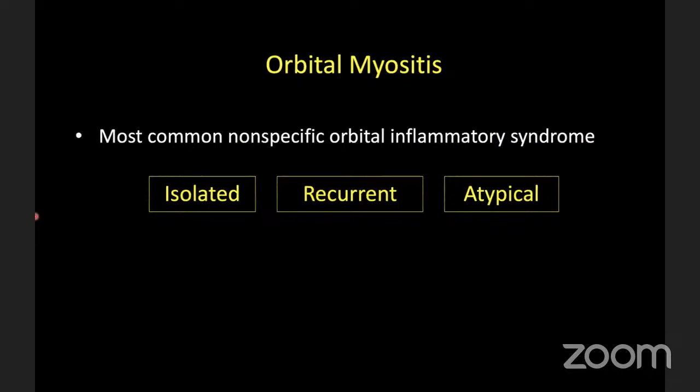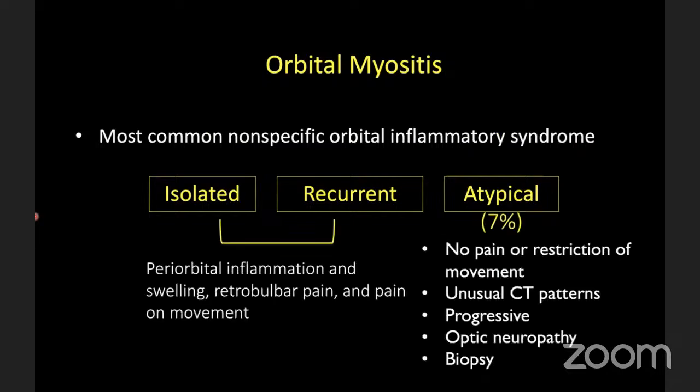When we talk about orbital myositis, it is the most common NSOID, and these usually are isolated, like the case that we just saw. It could be recurrent or it could be atypical. Isolated and recurrent cases most of the time present with periorbital inflammation, swelling, retroorbital pain, and painful ocular movements especially. But atypical ones may not present with these symptoms, and they contribute to about 7% of these cases. These can present with very unusual CT presentations, and they can be progressive, and sometimes they can even involve the optic nerve with excessive enlargement of the muscle. And here, biopsy only would be the way forward.